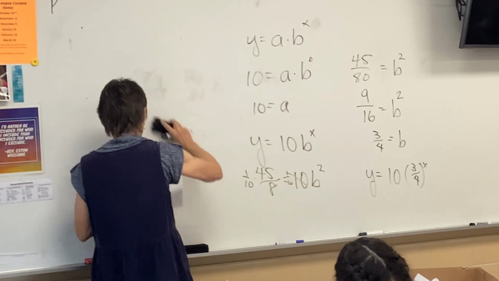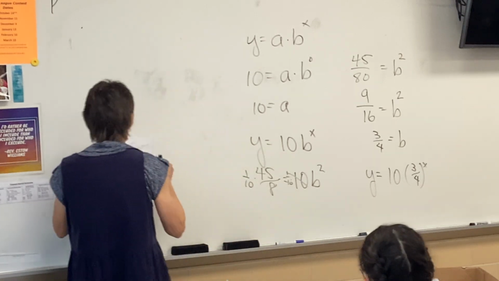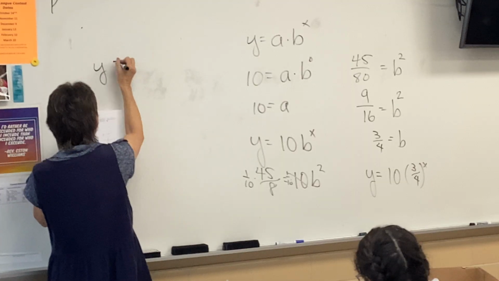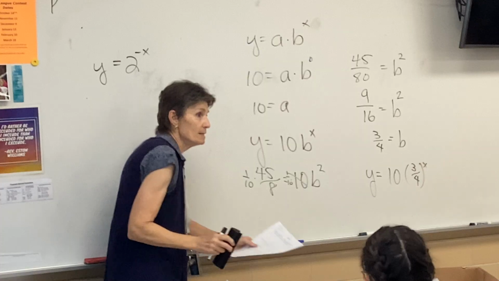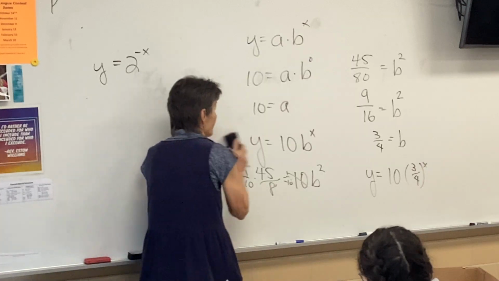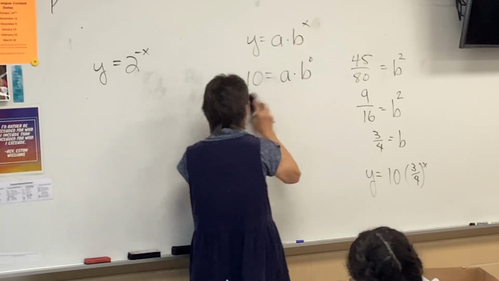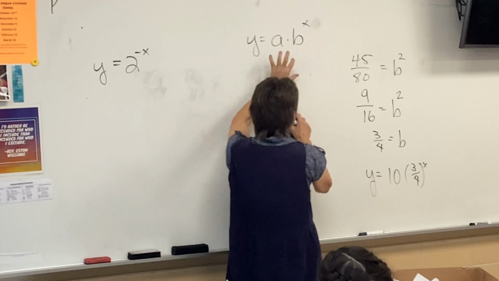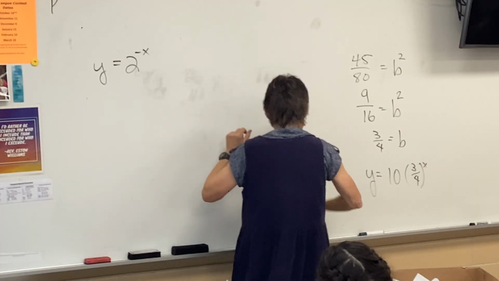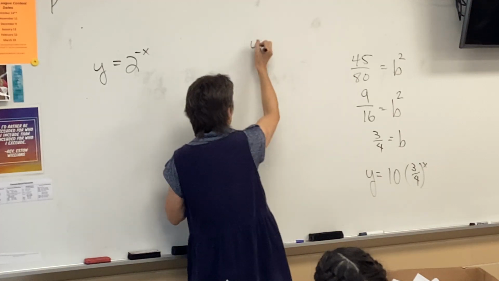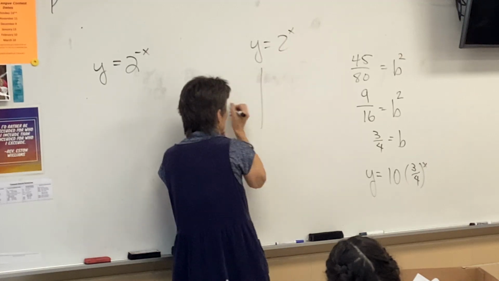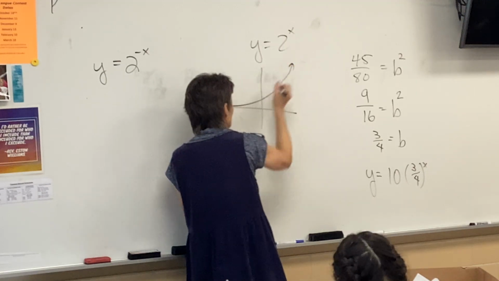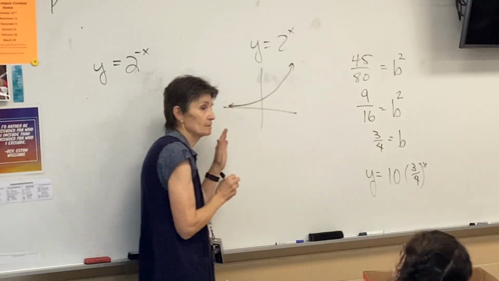Alright, we'll do one more, we'll do these sketches. We're sketching y equals 2 to the negative x. Now, before we do that, who remembers what a regular old exponential looks like? Just a regular exponential like 2 to the x. What does that look like? It's a growth, right? Looks like that.